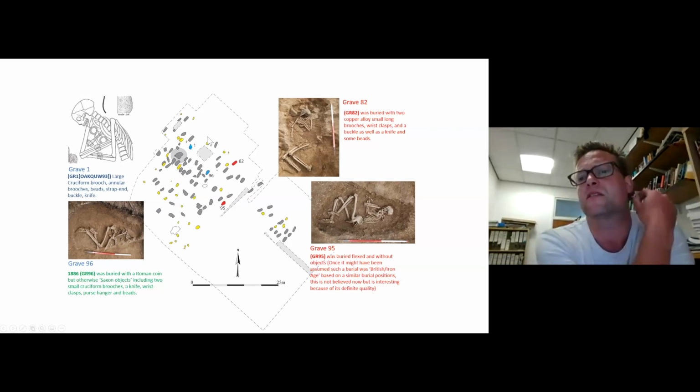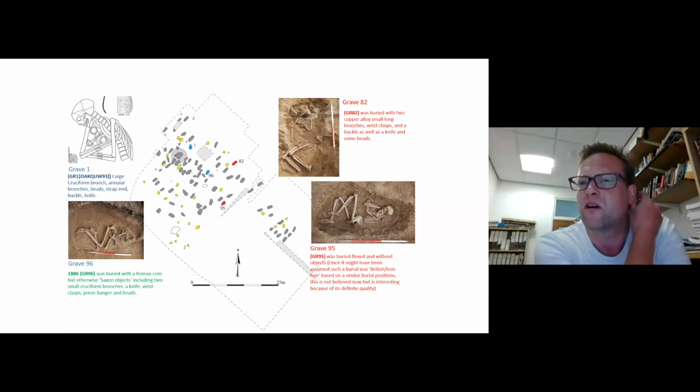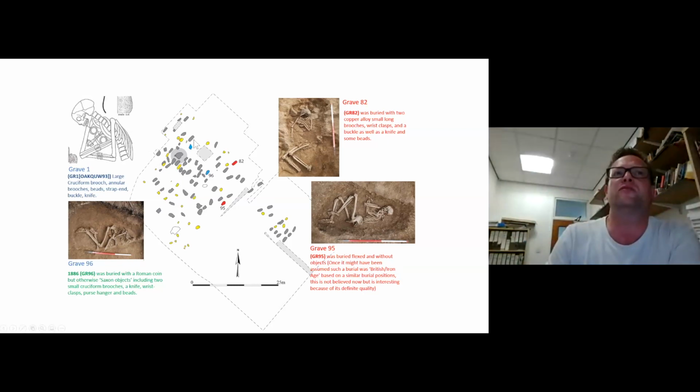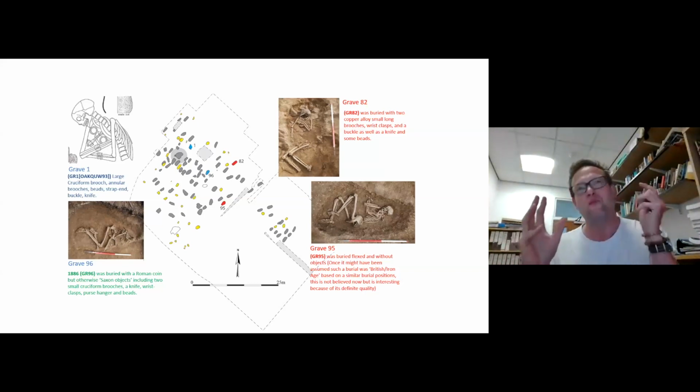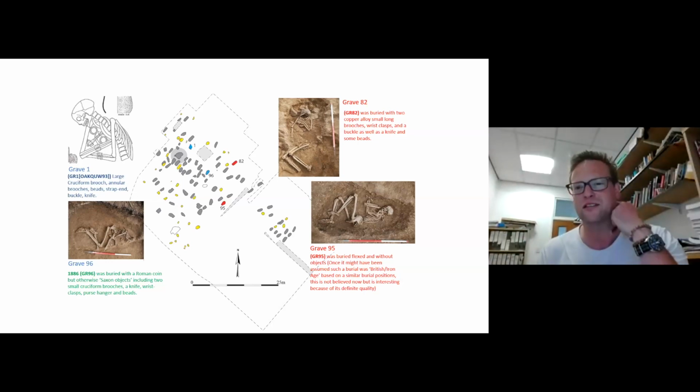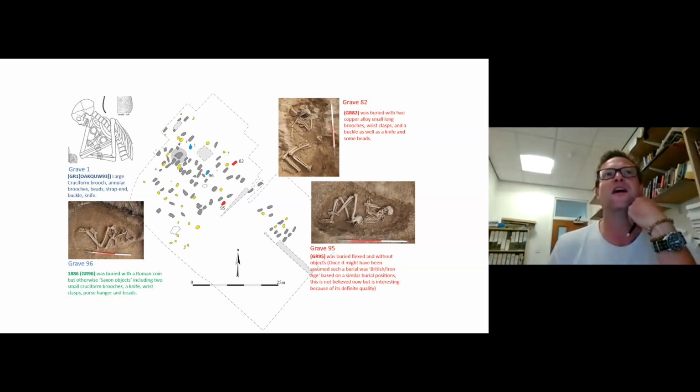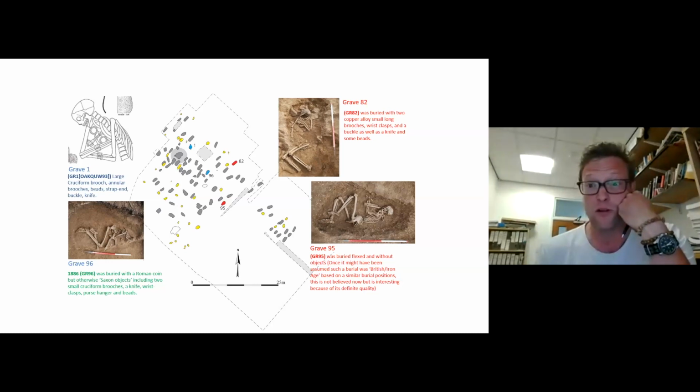I've highlighted these in different colours to show the results. Grave 1, on the top left-hand side, was buried with a large cruciform brooch, annular brooches, beads, strap ends, a buckle, and a knife. She is extraordinarily typical of that sort of Cambridgeshire woman, aged 25 to 35 with a full set of artifacts. Okay, that's absolutely what you would think of as an early Anglo-Saxon female burial, spot on. Her genetics said that she was most like the Iron Age individuals that we also sampled, which would make her a Romano-British person.